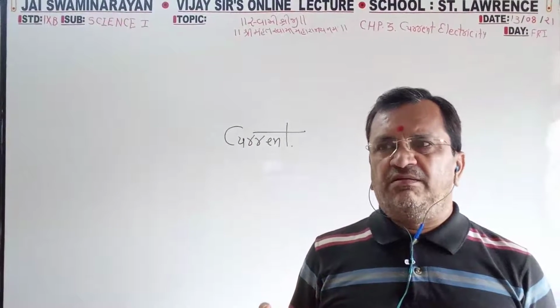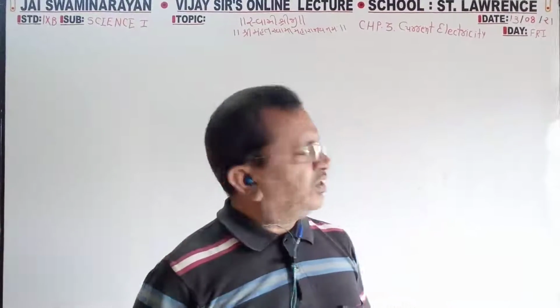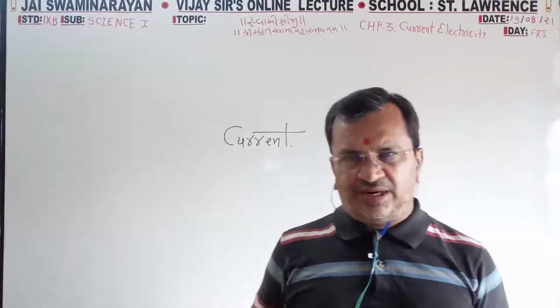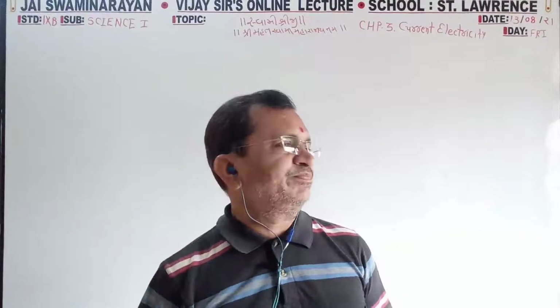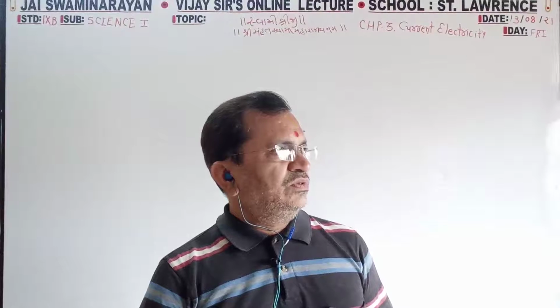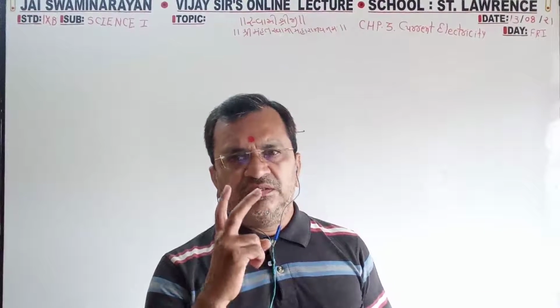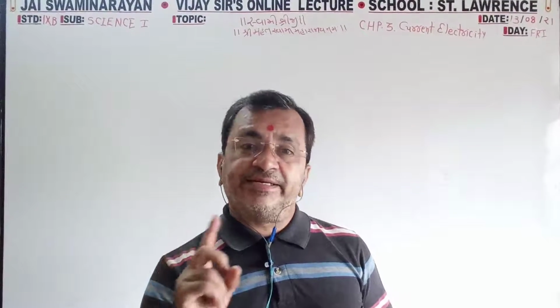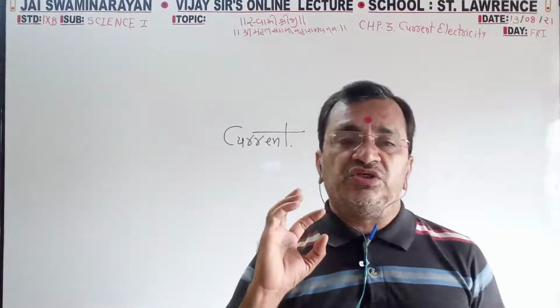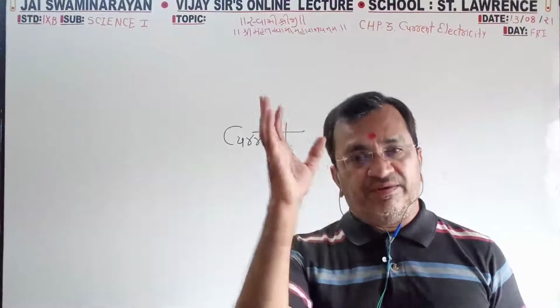But positive and negative. Positive means higher level, negative means lower level. Current flows always from positive to negative. In electric current, there are two directions, from positive to negative and negative to positive. So concentrate on the word for which flow they are asking.